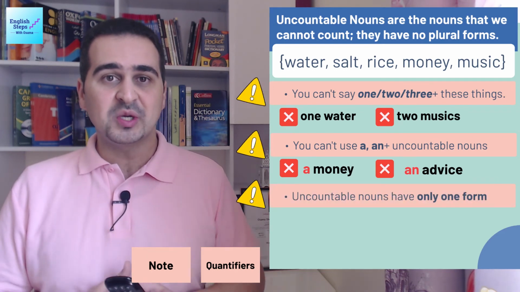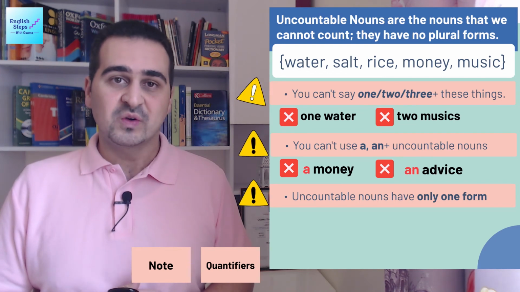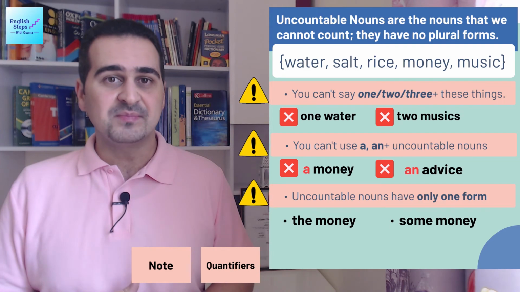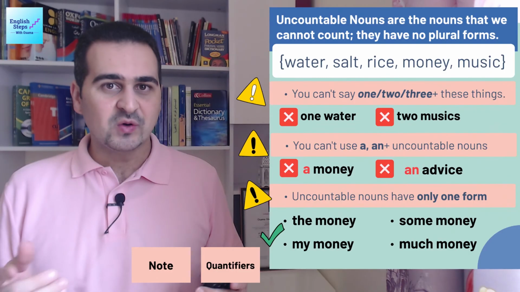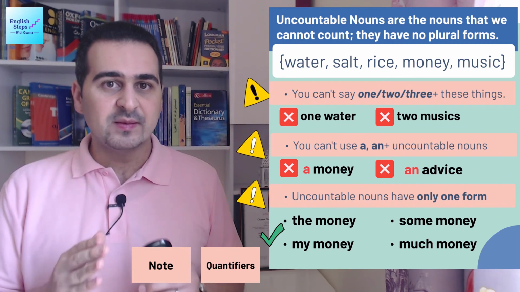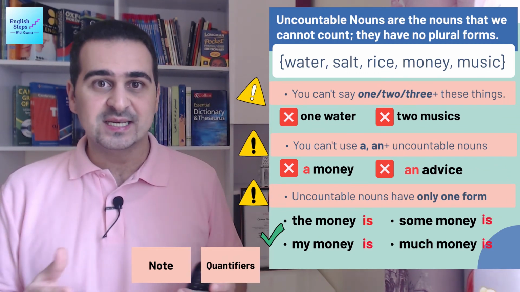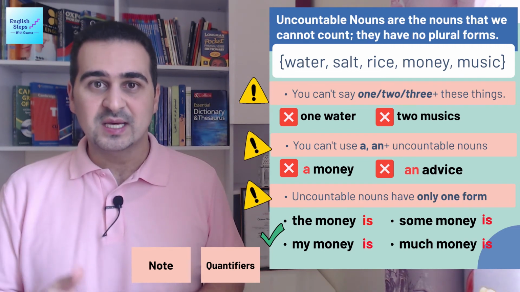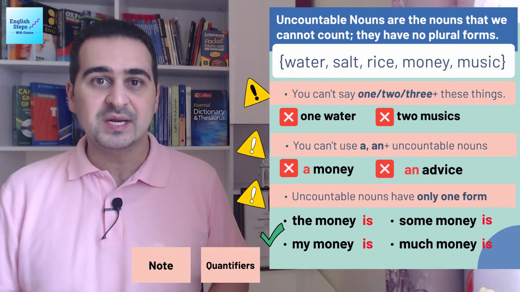The third rule, the uncountable nouns have only one form. For example, I say the money, some money, my money, much money. Now, since they have only one form, keep in mind that we always use a singular verb. I say is, has, was, does. For example, the money is, my money is, much money is, or some money is.